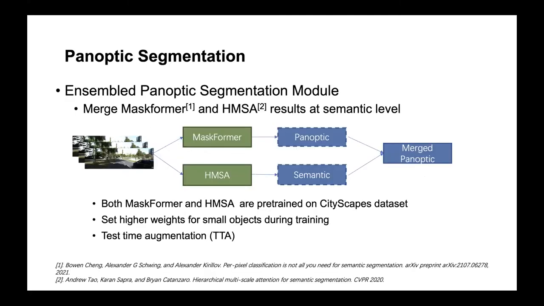Next, we first introduce our proposed method for the panoptic segmentation. We adopt the state-of-the-art segmentation network MaskFormer with a Swin-Large backbone to solve the panoptic segmentation task. To further improve the performance at the semantic level, we also train an HMSA model with HRNet as a backbone. Both models are pre-trained on the Cityscapes dataset. We also set higher weights for small objects during training and use test time augmentation strategies to generate better results.